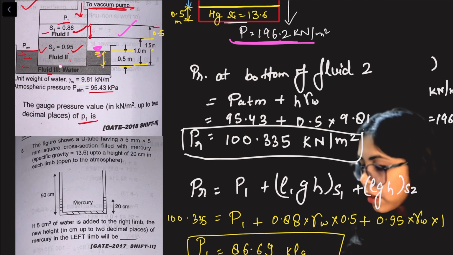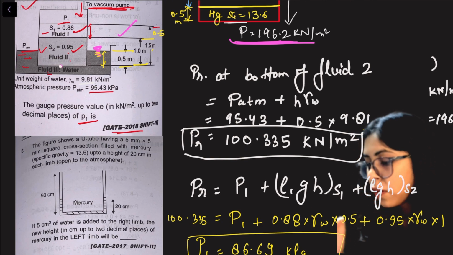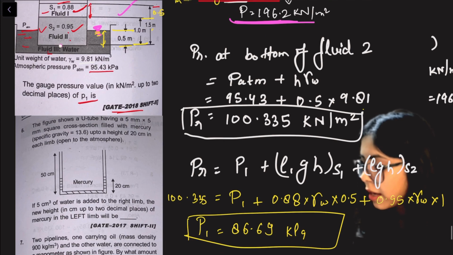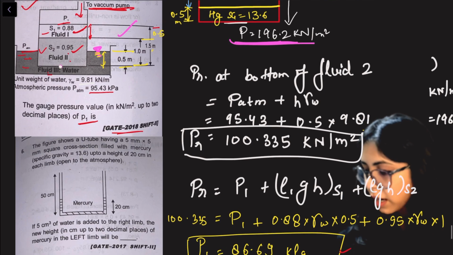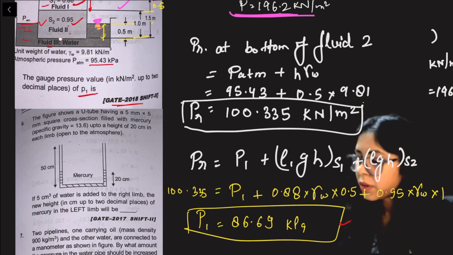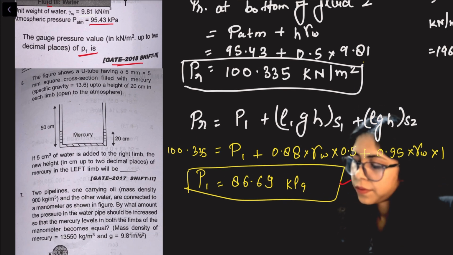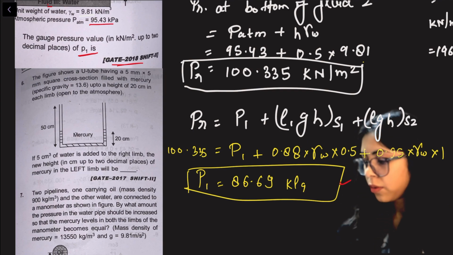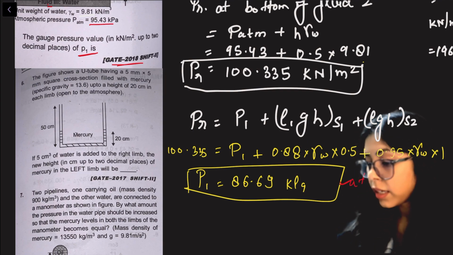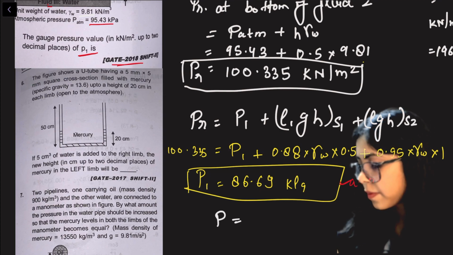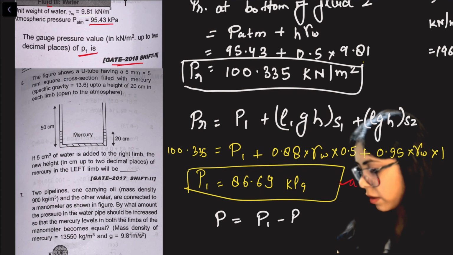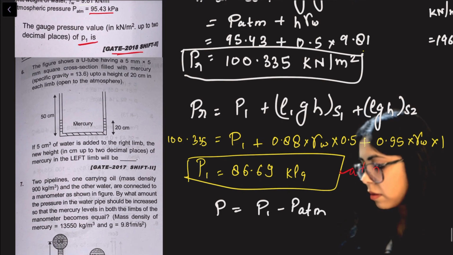This particular question came in GATE 2018 for shift 2, and we have the answer as 86.69. But this 86.69 is with respect to the atmosphere. I have to calculate the gauge pressure. So gauge pressure I can give, that is nothing but this P1 minus atmosphere. So I will minus it.